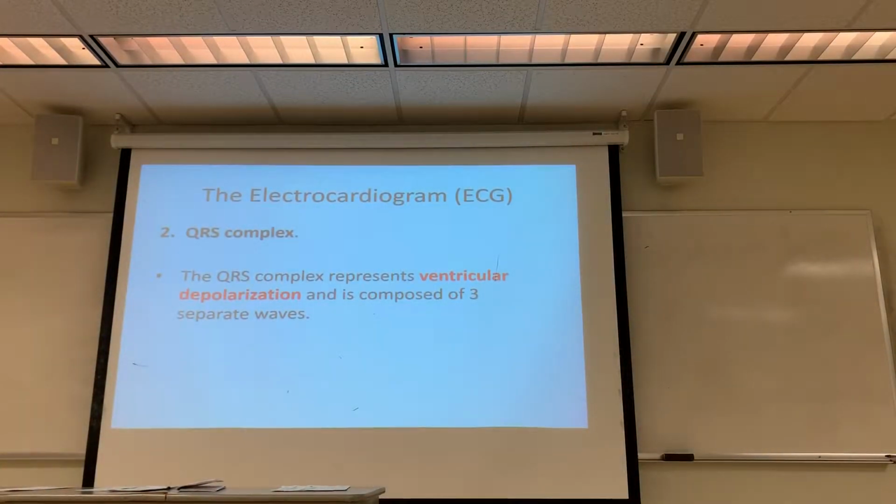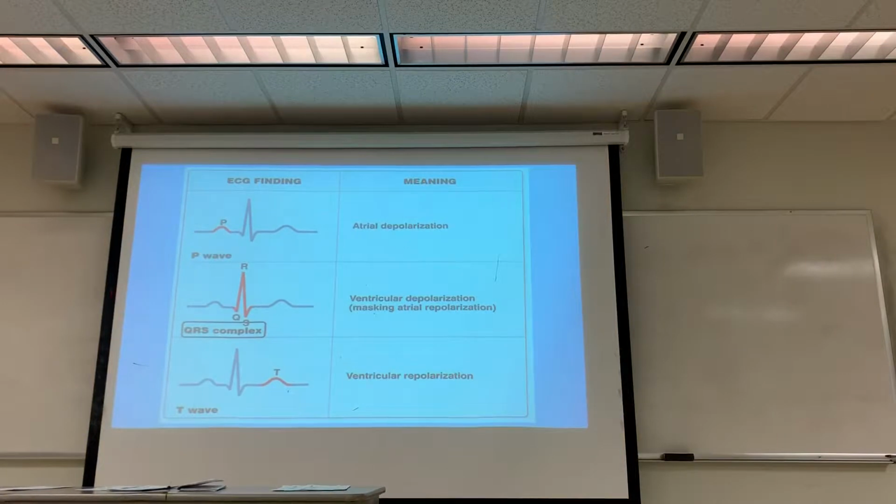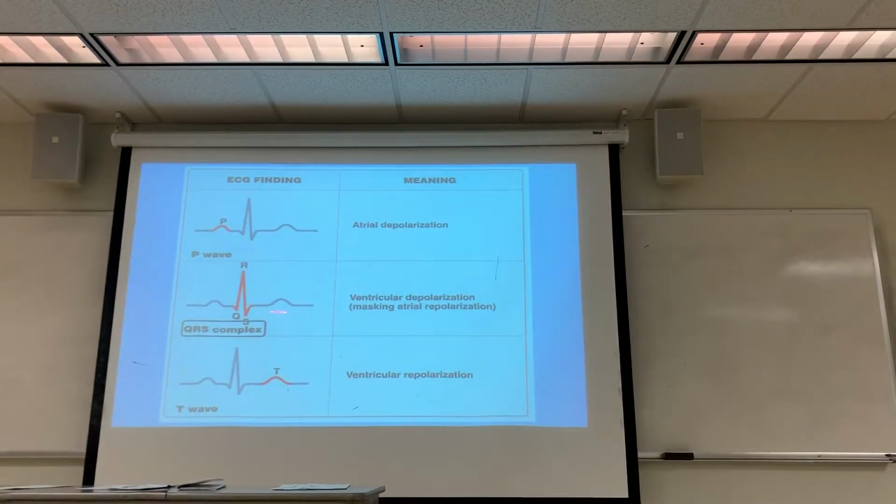Next, QRS in the EKG represents ventricular depolarization, the beginning of contraction of the ventricles. It is composed of three separate waves, the Q, the R, and the S waves. And here is your QRS. These represent ventricular depolarization, which masks the repolarization of the atria. When you say depolarization, it means the beginning of contraction, right?